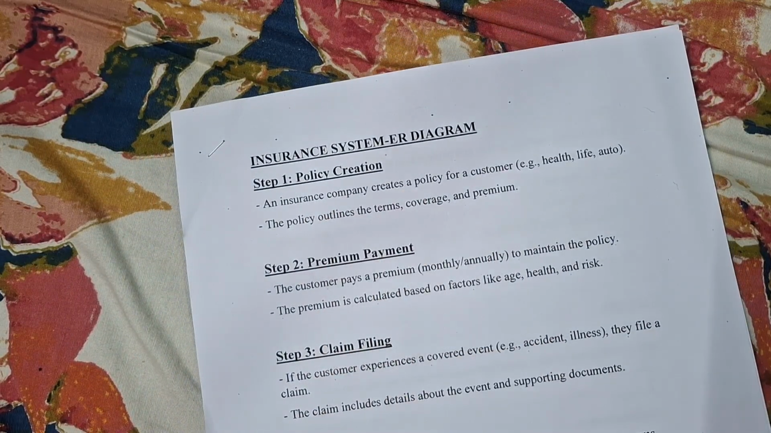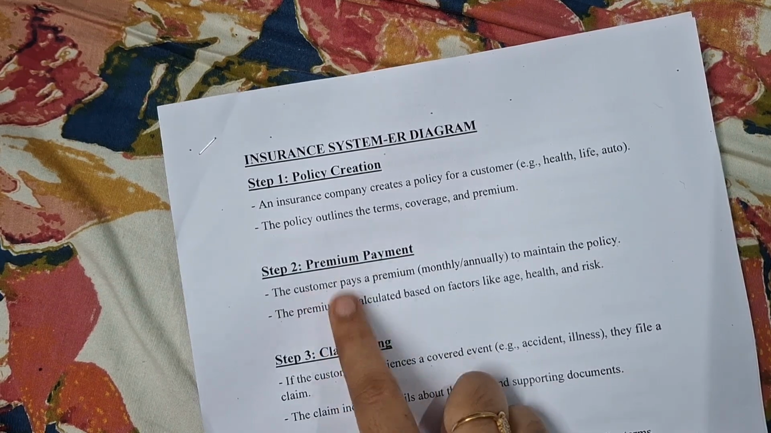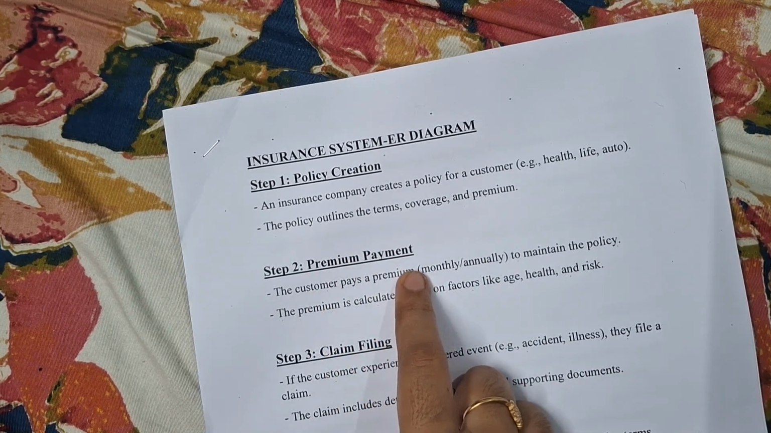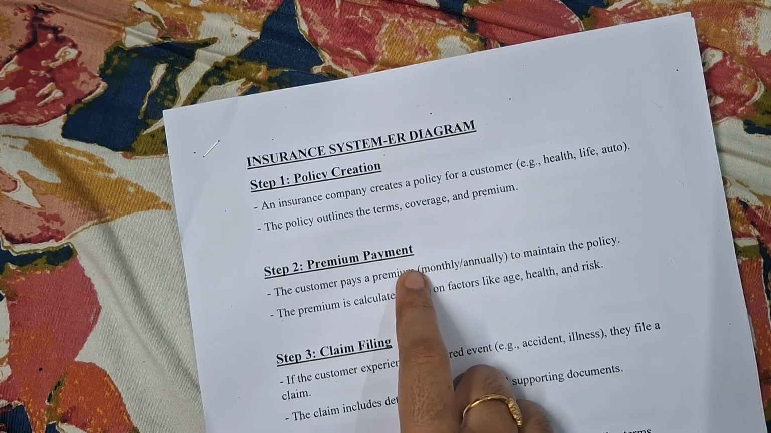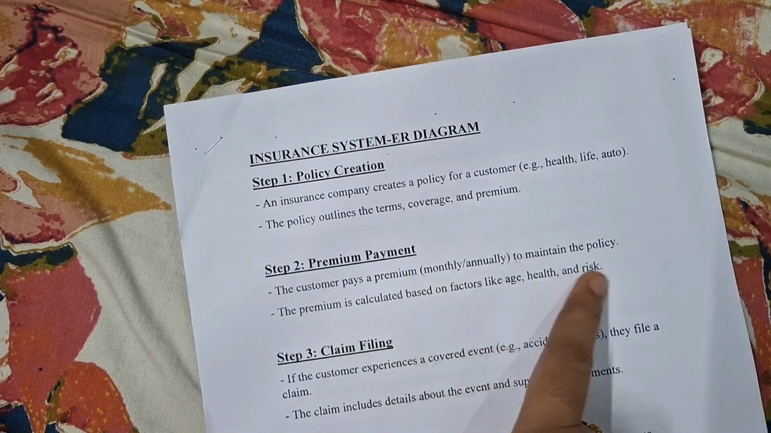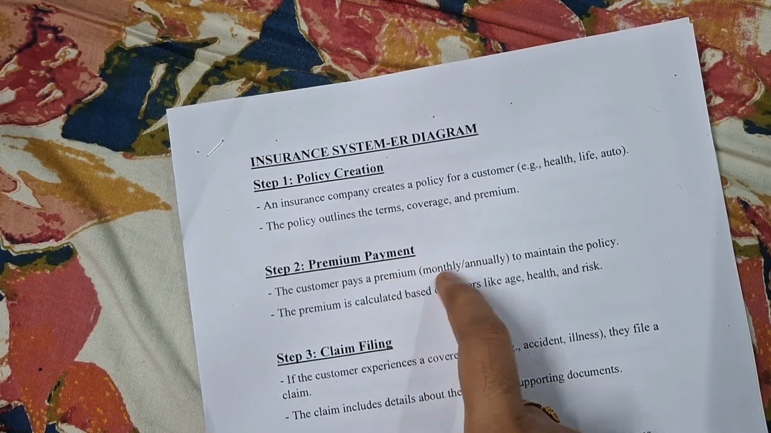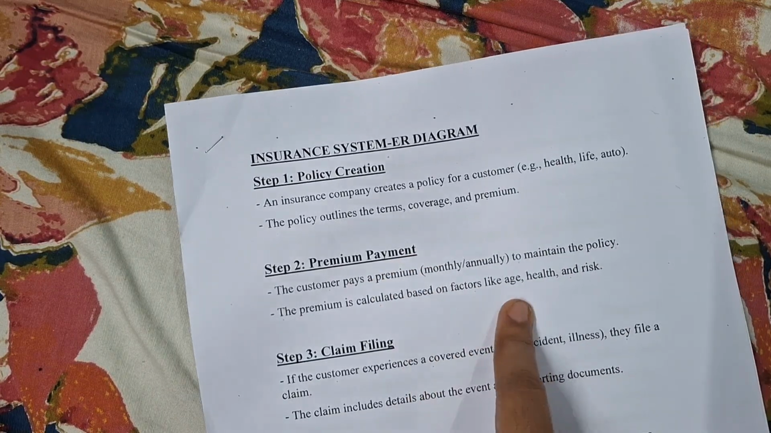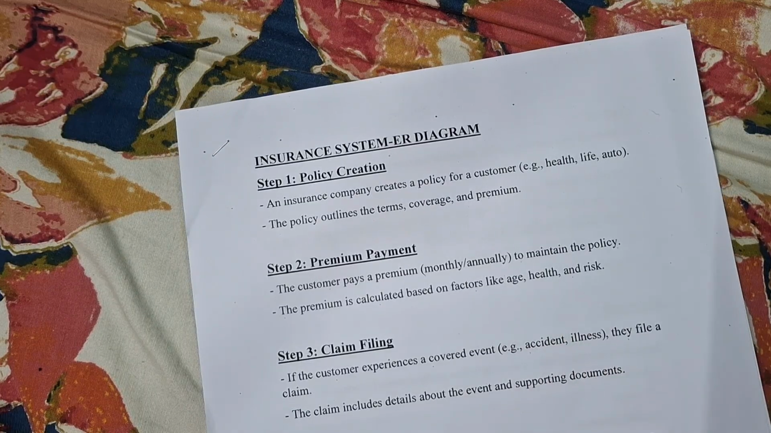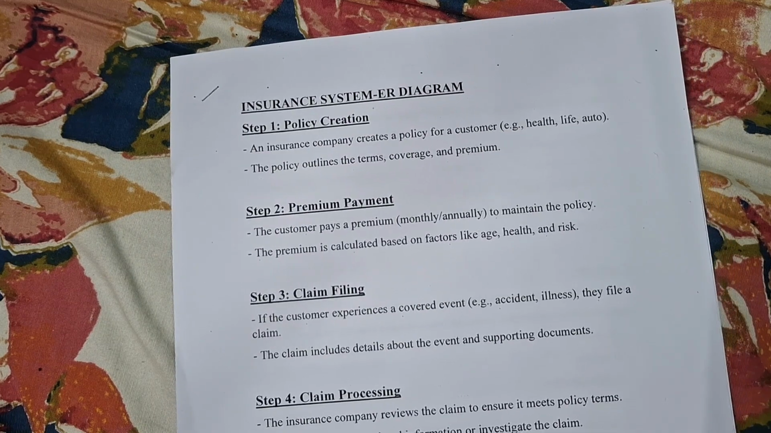So creating the policy is the first step. Depending on these conditions only, the policy will be created. The second step is premium amount. Just now we saw, in order to maintain the policy, we need to pay a premium amount monthly or annually. So the customer will pay a premium amount monthly to maintain the policy. And the fixing of the premium amount will be calculated based on factors like age, health and risk. Depending on the age, health and risk only, the premium amount will be decided for every single customer.